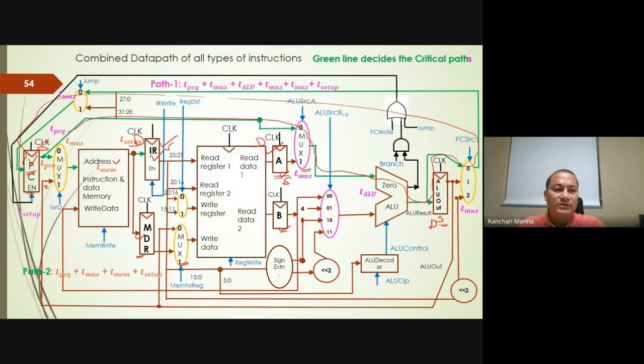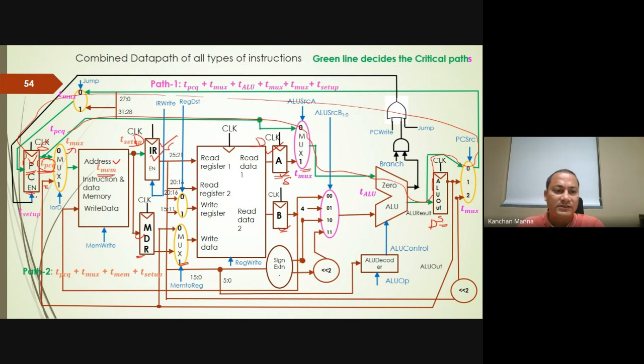Now this clock to Q, if you remember, after applying the clock, the time it takes to get the value into the Q. That is the clock to Q that we have defined as T clock to Q, and then each mux is taking T mux delay. So the delay for this mux is T mux, and then the delay for reading the value from the memory is T mem. Then we have to write that value into the IR register, or sometimes in the MDR register. So we need setup time, because if you remember, data has to arrive prior to the clock. That is the setup time.